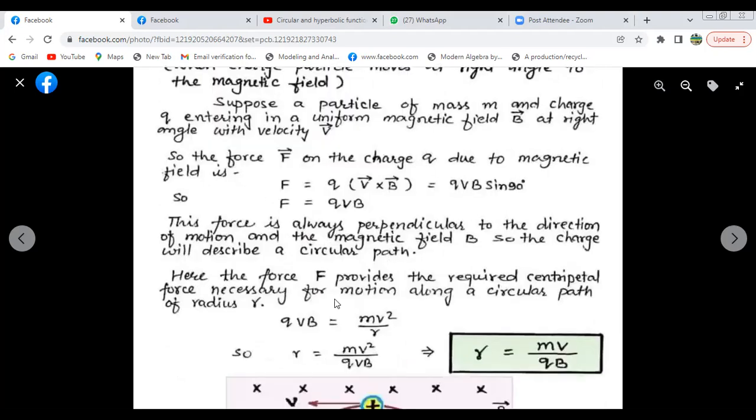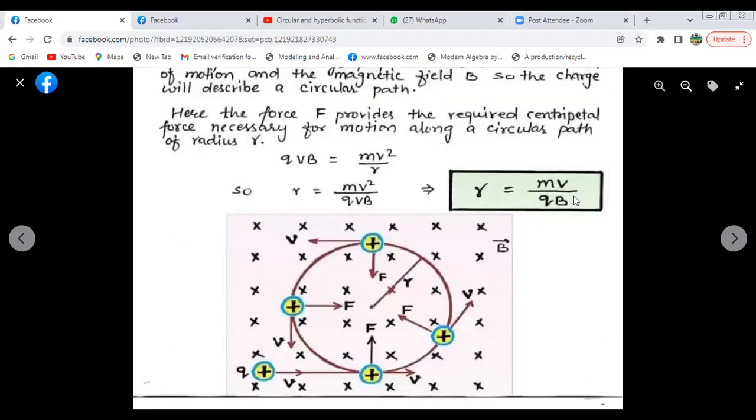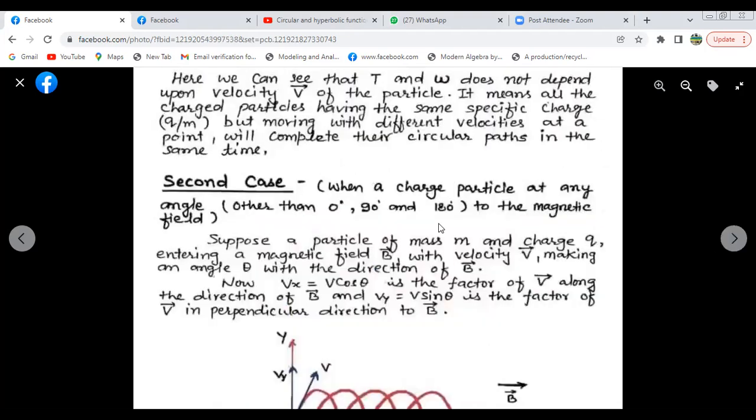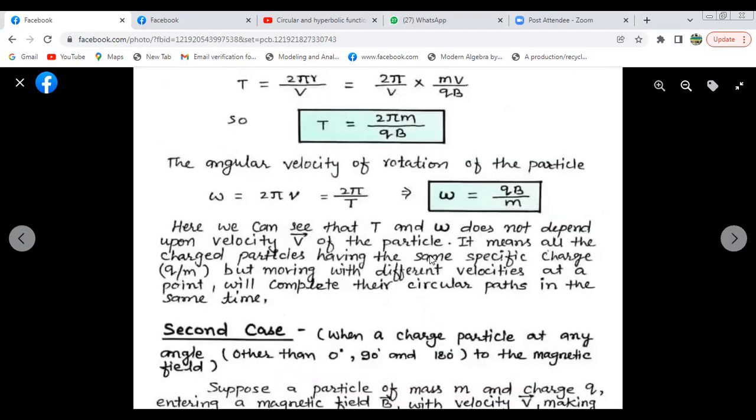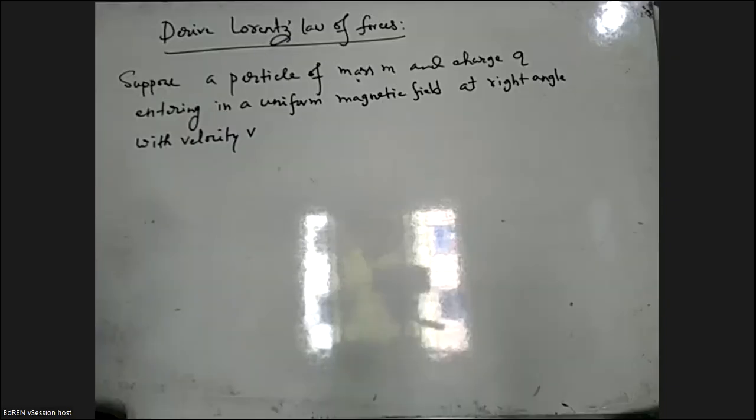And if we equate these two forces, the centripetal force for the circular path, then we get this relation, R equals mv by qB. Then the time period of revolution of the particle is this, so capital T equals this. Now we will derive the important Lorentz law of forces.